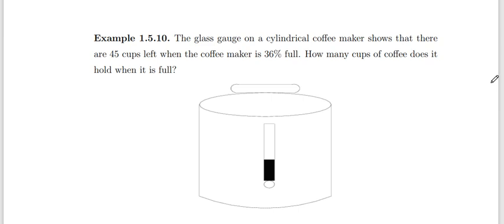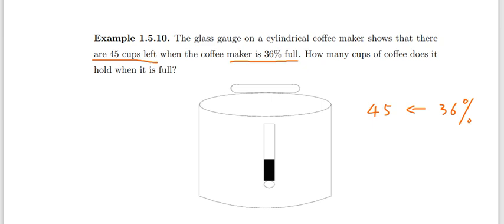Okay, let's see. For this problem, it says there are 45 cups left when the coffee maker is 36% full. So we can say 36% is related to 45 cups. Then how many cups of coffee does it hold when it is full?